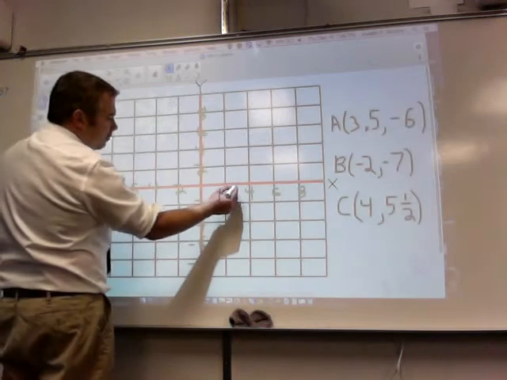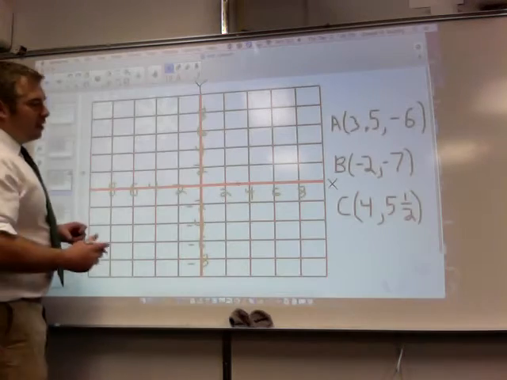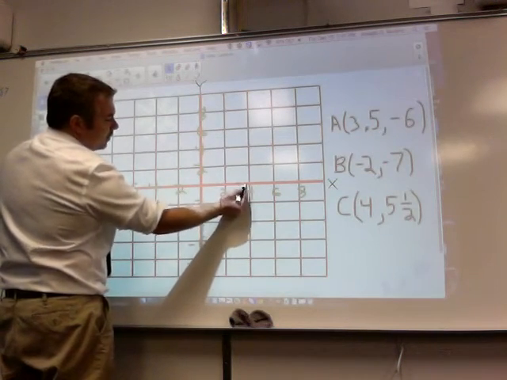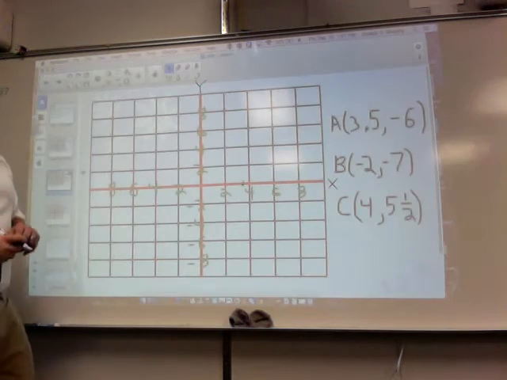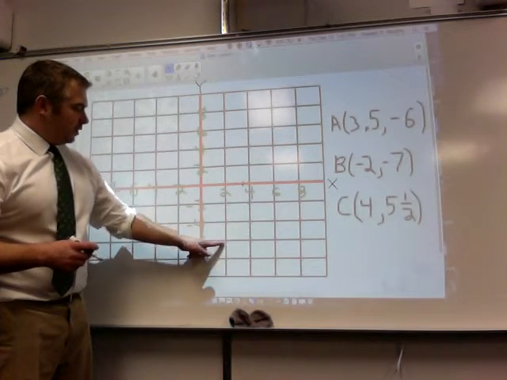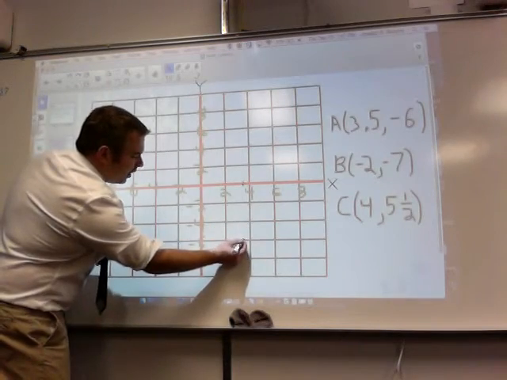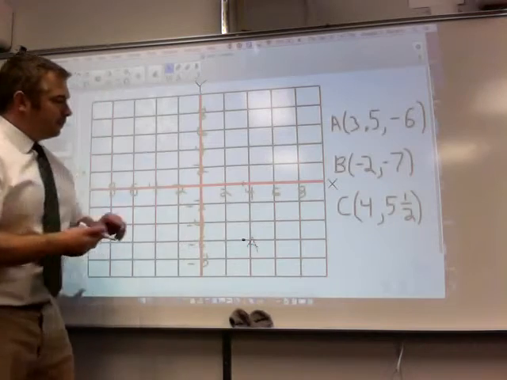So 3 would be on my x right about there. So 3.5 has to be halfway across, or halfway between the 3 and 4. So I'm going to say it's right there. I'm going to leave a mark. And negative 6 would be negative 2, negative 4, negative 6 right on the line. And I'm going to draw a dot right there. There would be my A plot point.